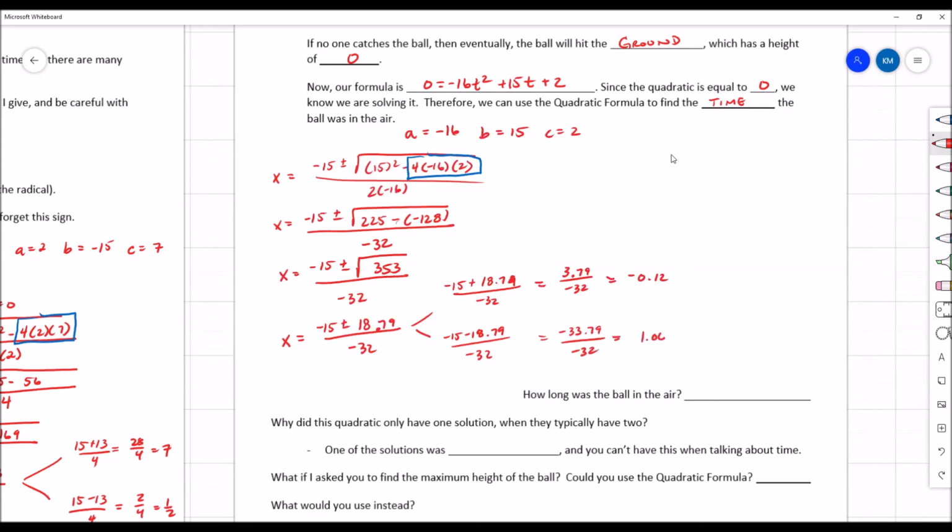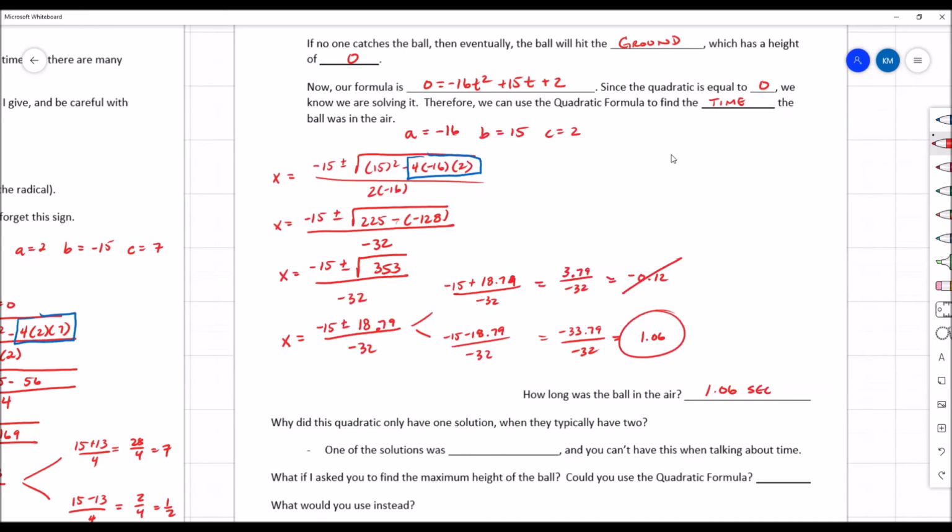As we look at these two possibilities, we say, this is when the ball hits the ground, and we need to make sense of these answers. It says either the ball hits the ground at negative 0.12 seconds, which would be before he throws the ball, or 1.06 seconds afterwards. Again, it seems like there are two possibilities, but there really is only one. Just because there are two solutions doesn't mean there are two answers.